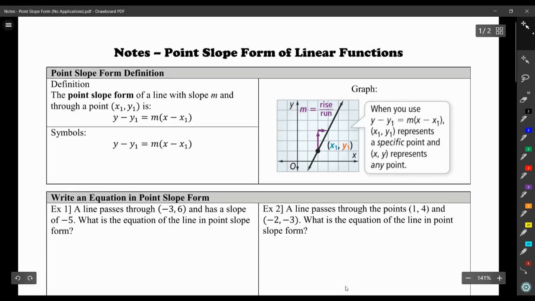Point slope form of linear functions. So the definition of point slope form is the slope, a line with slope m and through any point x1, y1 is given by this equation here.